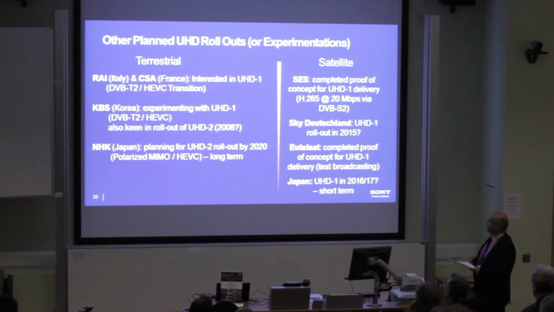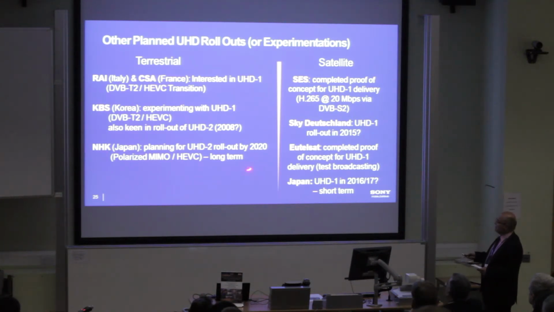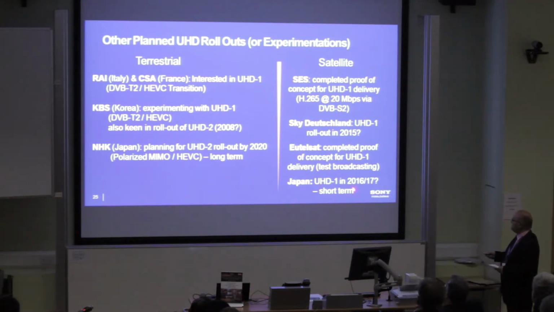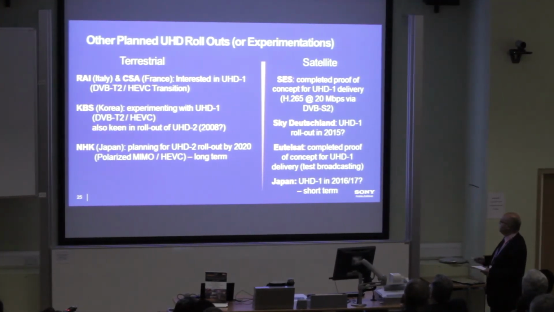Obviously, as soon as you see UHD, everybody thinks of NHK. They've been the first people who've been promoting UHD, and they've always said that UHD would roll out by 2020. That's based on polarized MIMO plus HEVC. This is the long term. And as I said earlier, I've seen information that indicates that Japan might be interested in UHD1 through the satellite in the 2016-17 timeframe, so a little bit earlier. And in fact, even for UHD2, they're hoping to bring it to 2018. Again, according to my information.